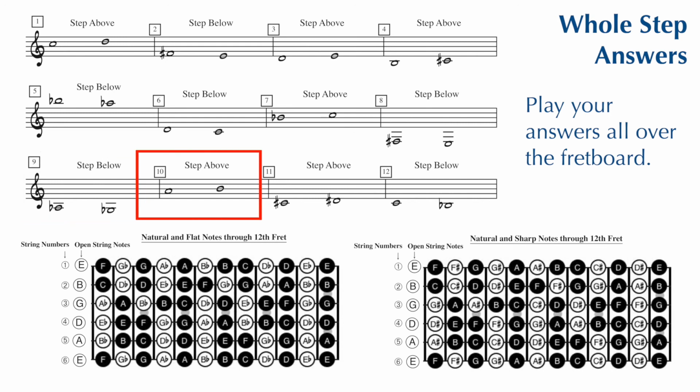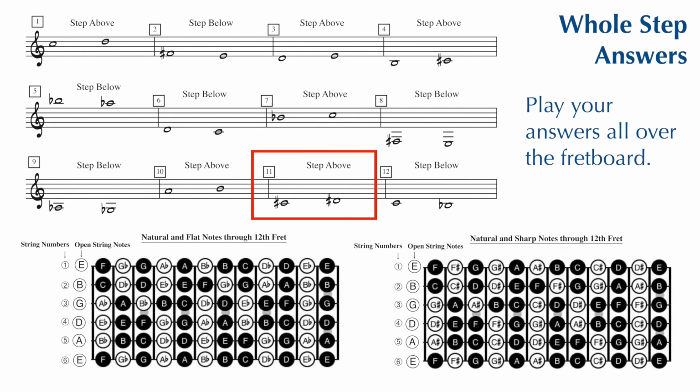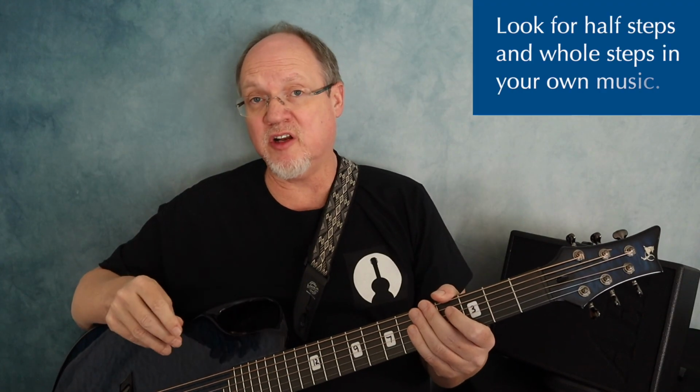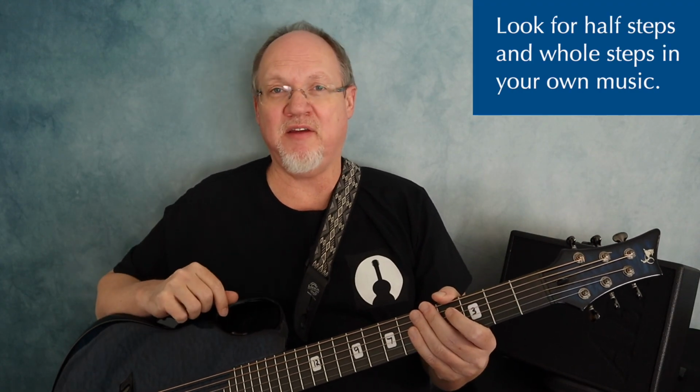Number 10, you're given an A. A whole step above that A is a B. Number 11, you're given a C sharp. A step above that C sharp is a D sharp. And then in number 12, you're given a C. And then a step below, or a whole step below that C, is a B flat. And now that you've learned about half steps and whole steps, look for them in the music you play.